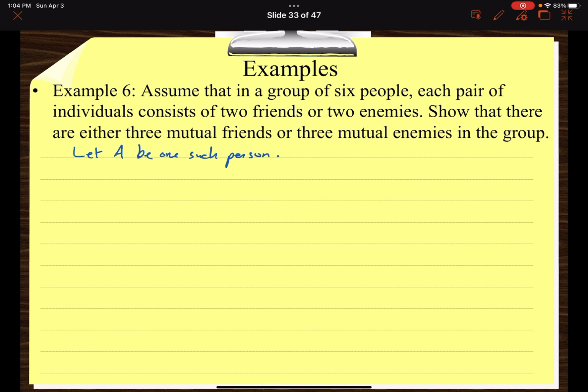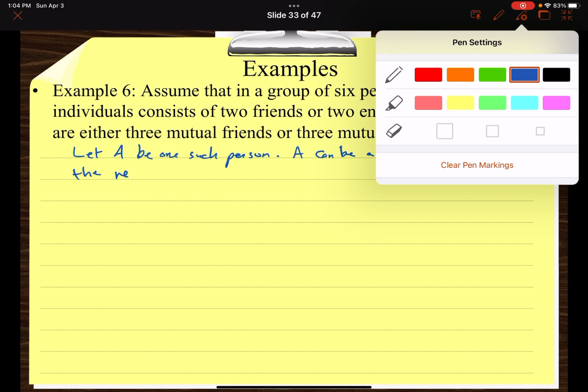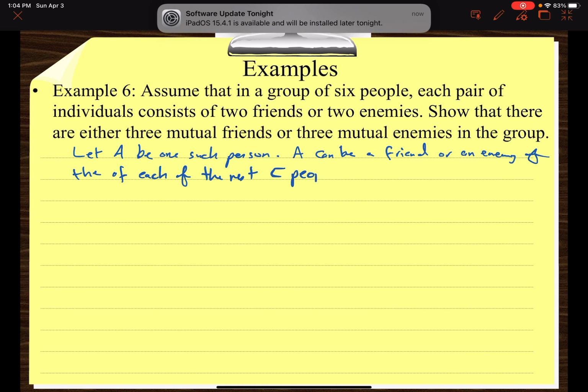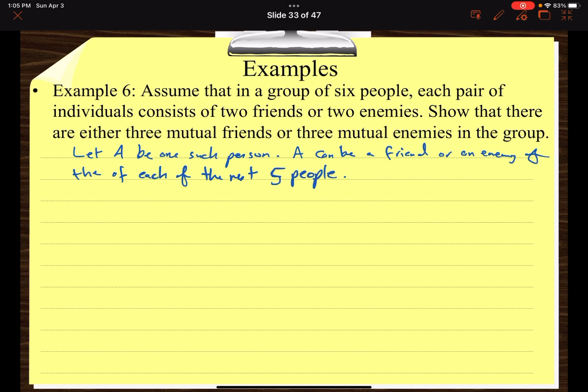They can be friend or enemy, right? So A can be a friend or an enemy of each of the rest 5 people. Okay? Each of the rest 5 people.